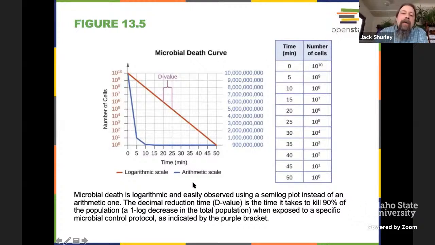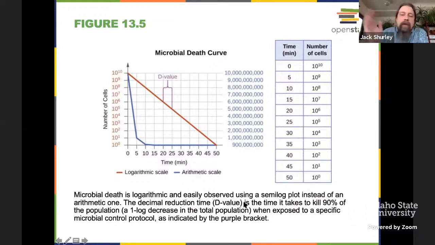So the idea with this, the microbial death is logarithmic. It is kind of like exponential growth, really. So we use semi-log plots, and it's easier to evaluate and extrapolate rather than something like this. That's very difficult at this scale with the arithmetic to really know what you're looking at, all right?